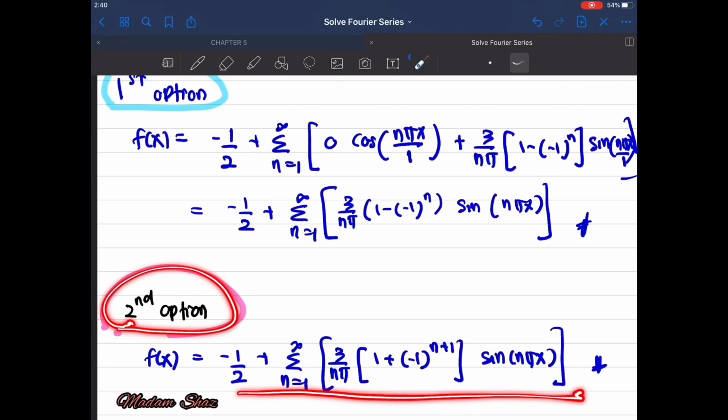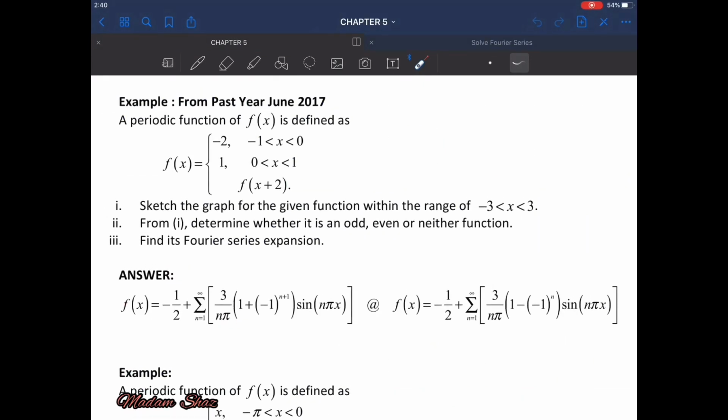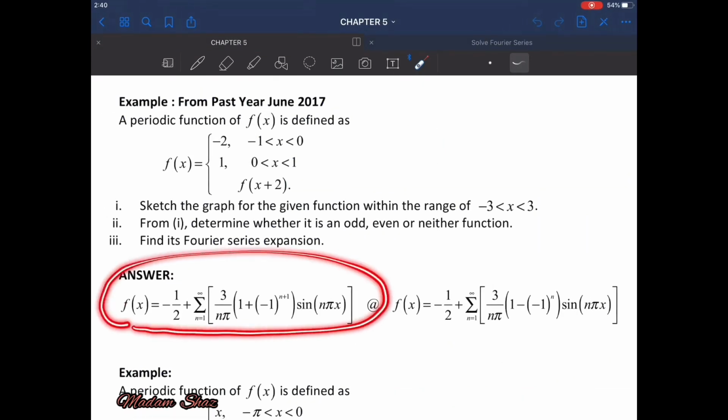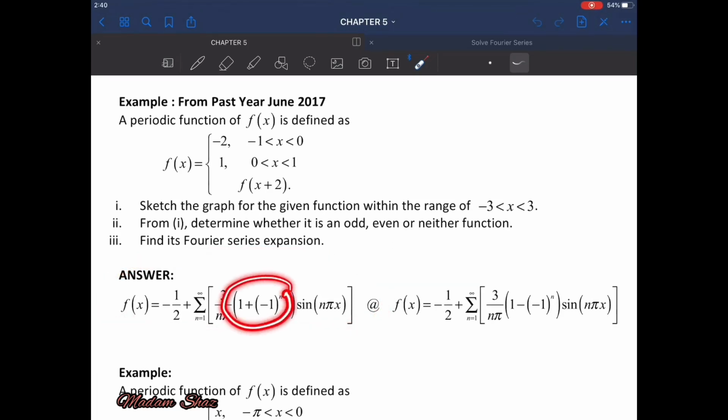If you compare the answers here, I give two options, whereby this one is in terms of n plus 1, and this one is in terms of (-1)^n. Both of these answers will be accepted. There is no problem whether you want to use n plus 1 or the power of n.